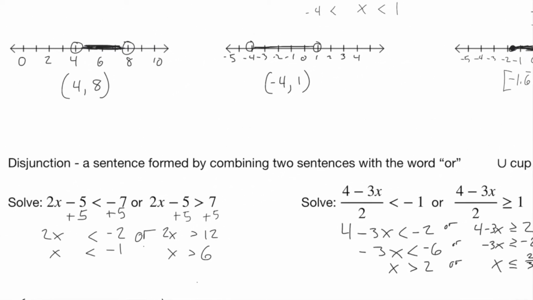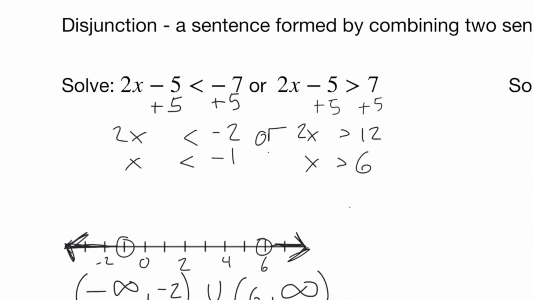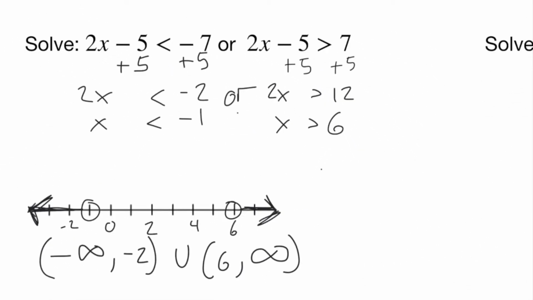Disjunction is a sentence formed by combining two sentences with the word or, as you'll see right here. Solve this or this. So we're going to combine these two into one number line. Solve them individually, and you get x is less than -1. And that gets graphed right here. X is less than -1, not including -1.